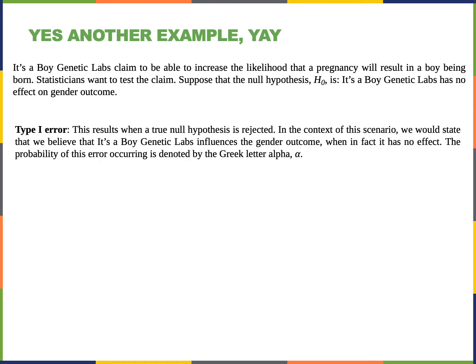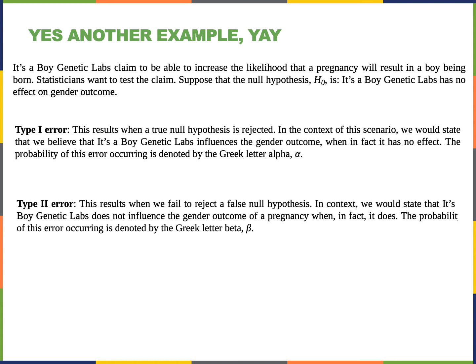Okay. Type 1 error. So remember, we reject the truth. So type 1 error is when a true null hypothesis is rejected. So in this scenario, we would say, okay, we think that the lab influences the gender outcome when in fact it has no effect. Okay. So remember, type 1 is denoted by the Greek letter alpha.